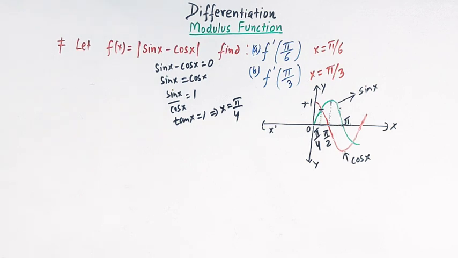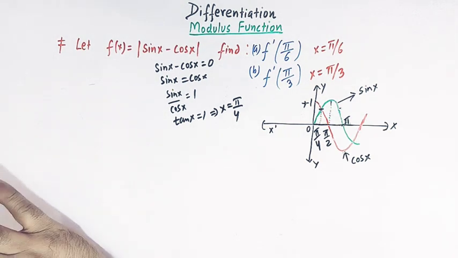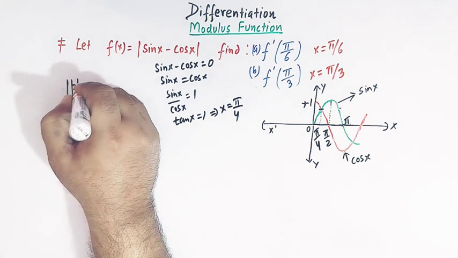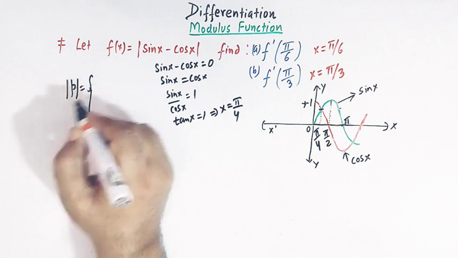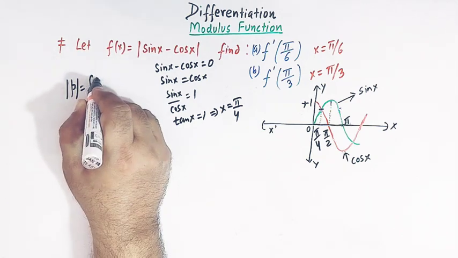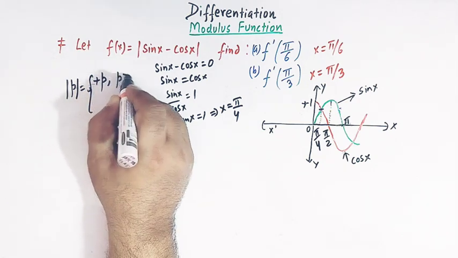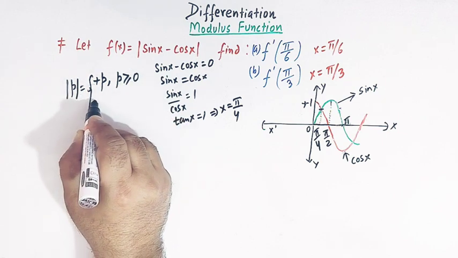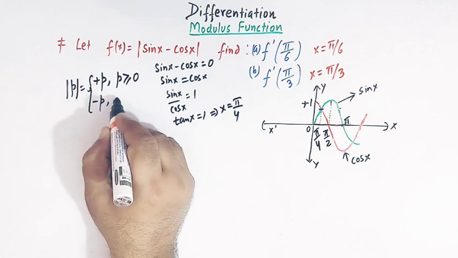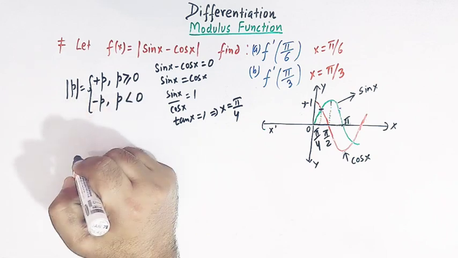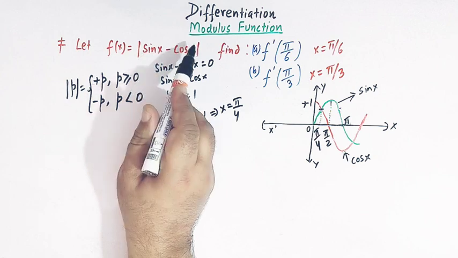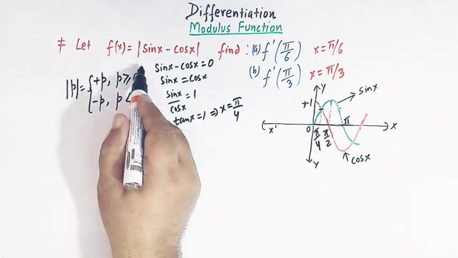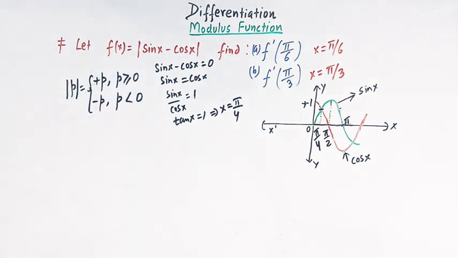Now let us quickly see the definition of mod function, right? Now we have seen earlier that mod of p is defined like this, that is mod of p is positive p whenever p is greater than or equal to 0, and mod of p is equal to negative p whenever p is less than 0, right? So in this problem, when we find the derivative of f x, we need this definition of mod function.